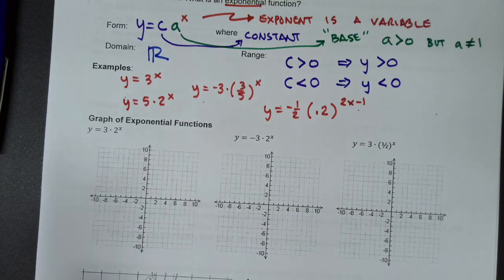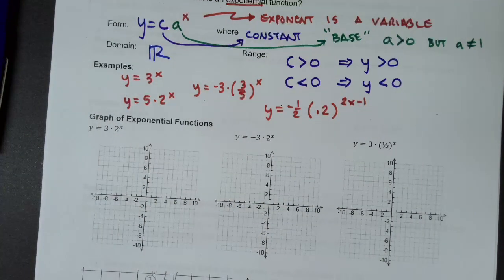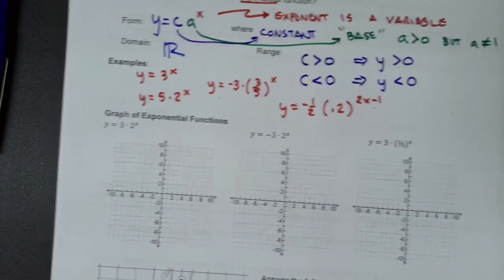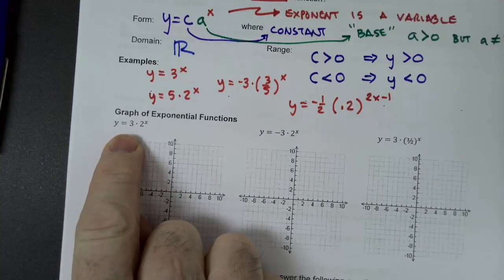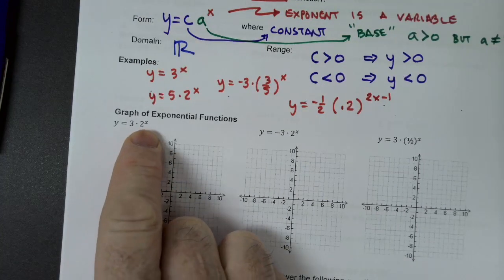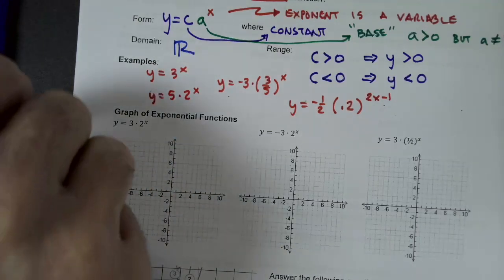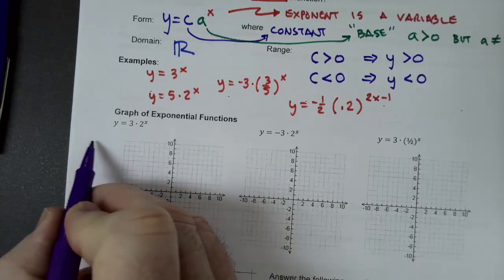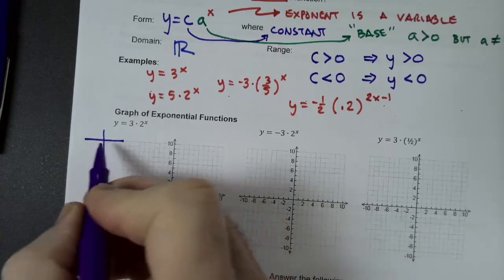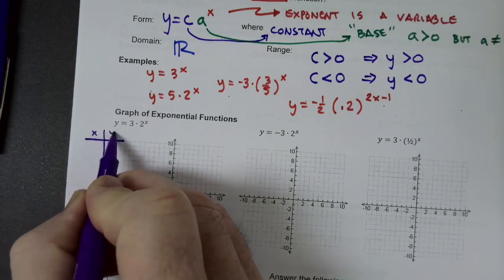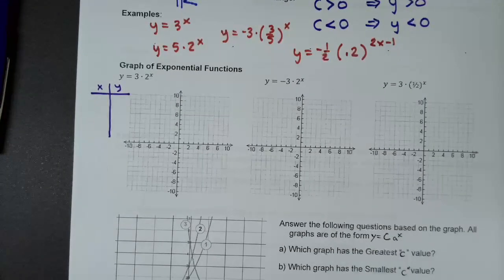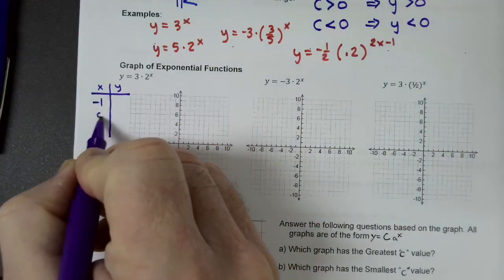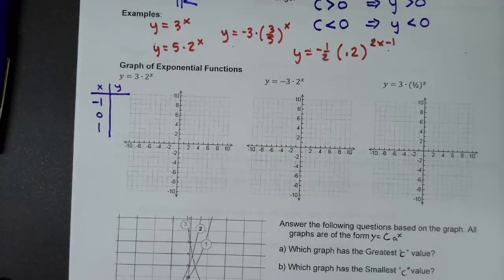So let's go back to a basic setup here, and you can see that we've got y equals 3 times 2 to the x. We know that this is going to be exponential. And one way to help us with this graphing is to do a simple little t-table. The values I want to consider are -1, 0, and 1. Why do I like that?